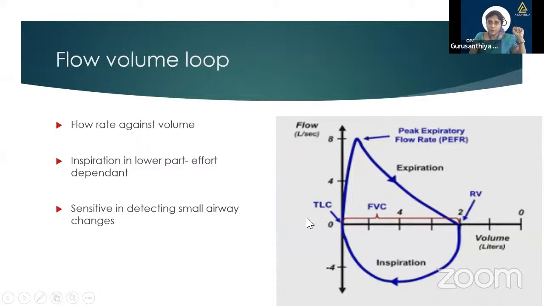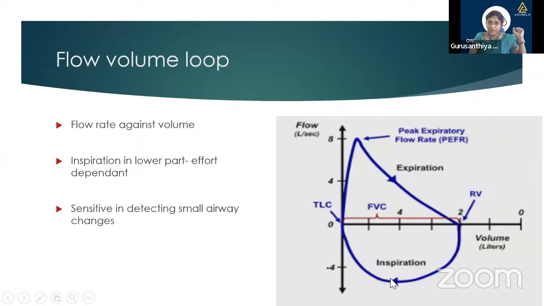Coming on to the flow volume loop, as we have seen in the earlier graph, this is plotted as volume in liters on the x-axis and flow on the y-axis. So that forms the flow volume loop. Here, the inspiration forms the deflection in the lower part. This is the lower part and this forms the inspiration. Then the patient expires and that forms the expiratory part of the curve, which is above the x-axis.